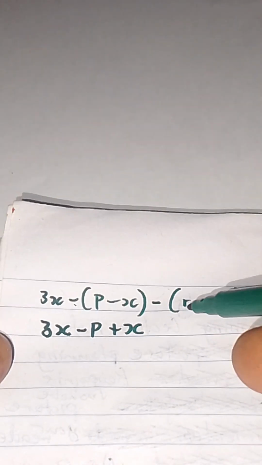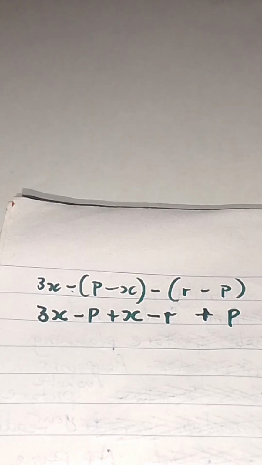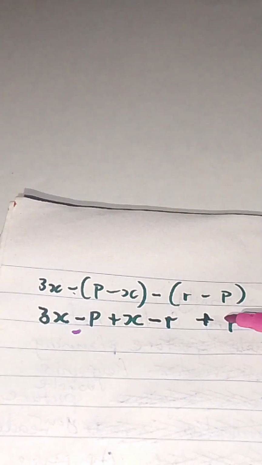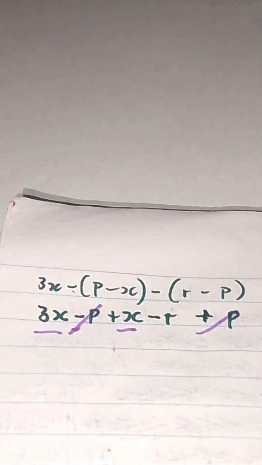Minus bracket p minus x, minus bracket r minus p. So our result, minus, that's 3x minus p, minus is plus, so plus x. Then minus r plus p, because minus is plus. Collect like terms: minus p and plus p cancel each other. We are left with 3x plus x, that's 4x minus r.